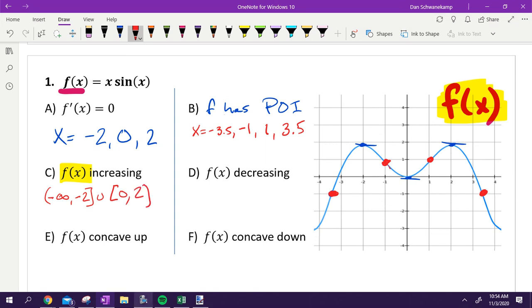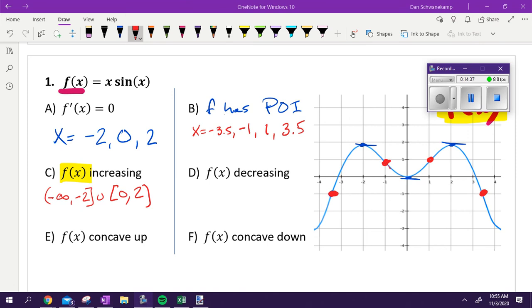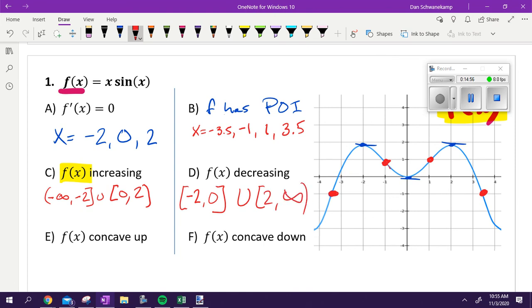Write the intervals of decreasing. Go. Luke, when do you think I'm decreasing here? -2 to 0. Good, I agree with that. I'm going down during that time period. I'm decreasing that whole time. And when else? 2 to infinity and beyond. Yep, good. I'm decreasing.